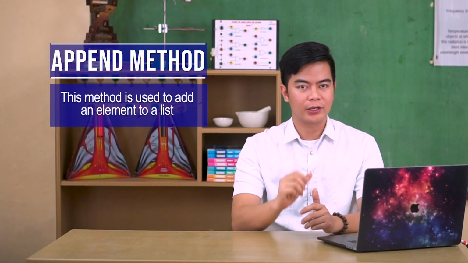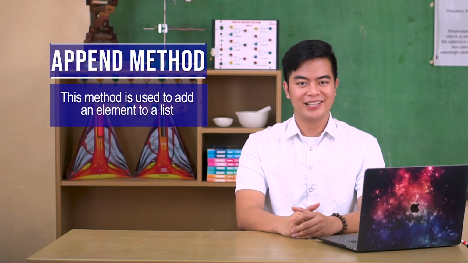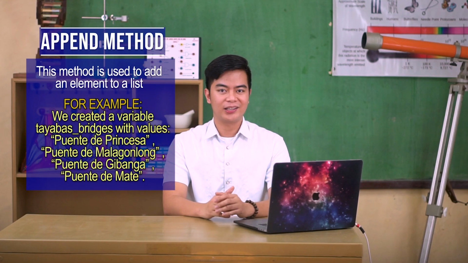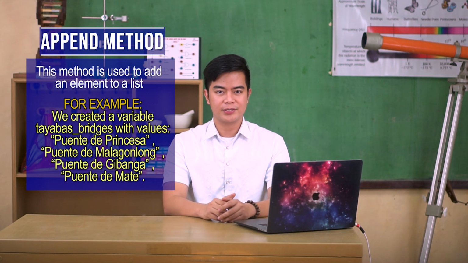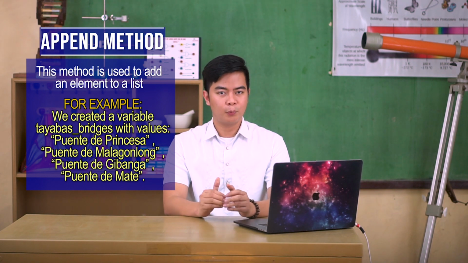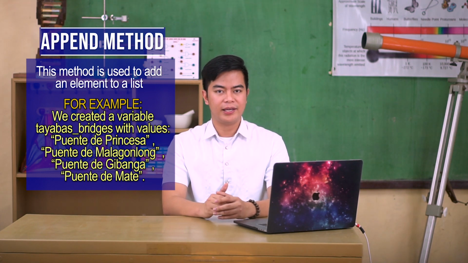After knowing how to access the elements in a list, let's demonstrate selected built-in methods that we can use to manipulate a list. We can add an element to a list using the append method. Remember, this changes the actual list and it does not create a copy of the list. For example, we created a variable Tayabas Bridges with values Puente de Princesa, Puente de Malagunlong, Puente de Hibanga, Puente de Mate.